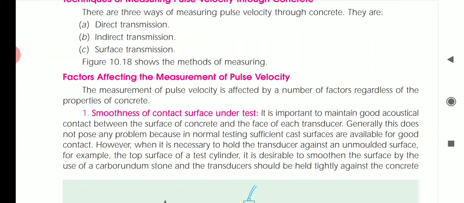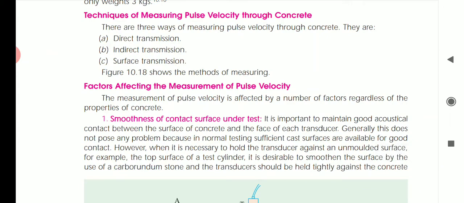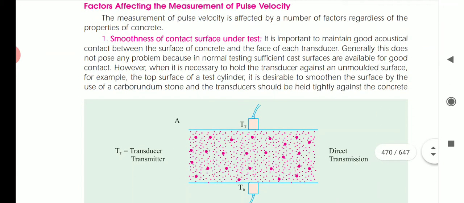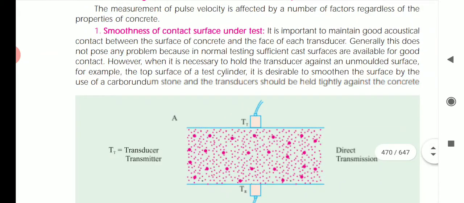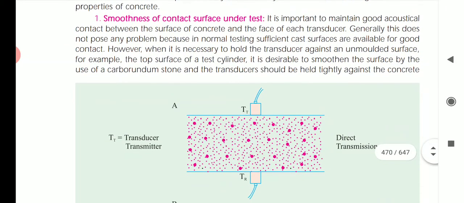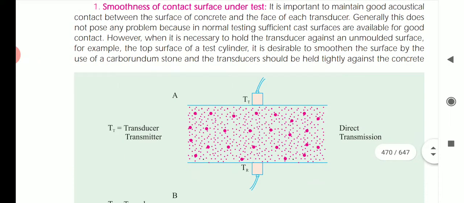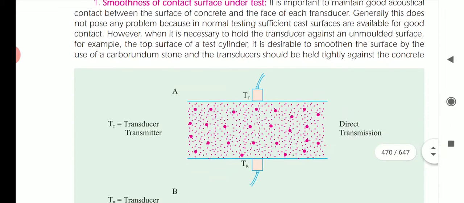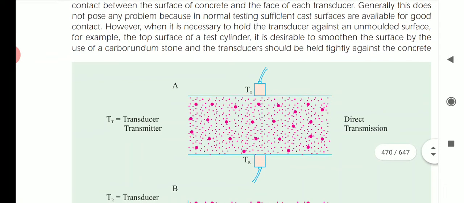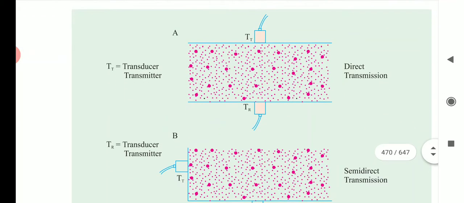The factors affecting the measurement of pulse velocity include the smoothness of the contact surface under test. It is important to maintain good acoustical contact between the surface of the concrete and the face of each transducer. Generally, this does not pose any problem because in normal testing sufficient cast surfaces are available for good contact. However, when it is necessary to hold the transducer against an unmolded surface, for example the top surface of a test cylinder, it is desired to smooth the surface with a carborundum stone, and the transducer should be held tightly against the concrete.